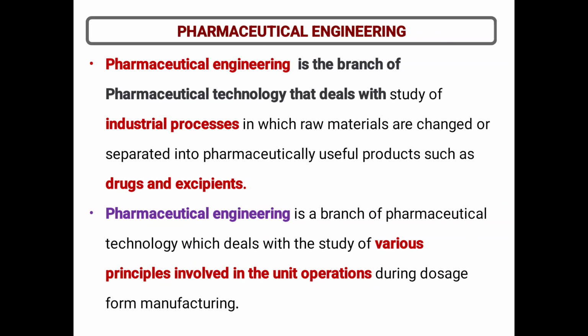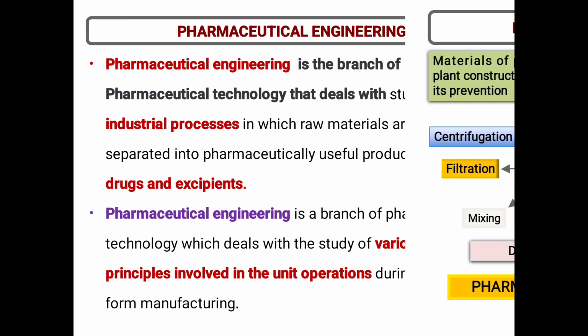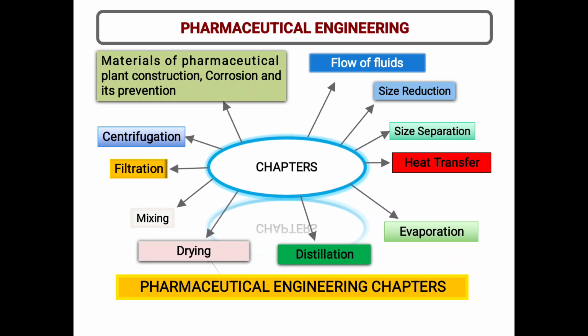So, in this video, we will learn about what is pharmaceutical engineering. Pharmaceutical engineering is a branch of pharmaceutical technology that deals with the study of various unit operations used in manufacturing of dosage forms. These are the chapters in pharmaceutical engineering: flow of fluid, size reduction, size separation, heat transfer, evaporation, distillation, drying, mixing, filtration, centrifugation, materials of pharmaceutical plant construction, corrosion and its prevention.